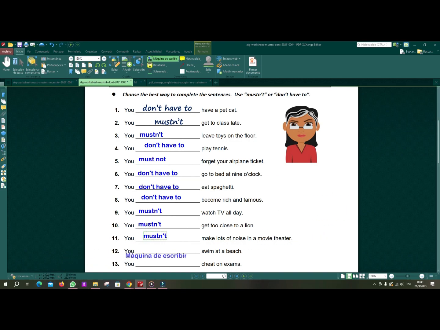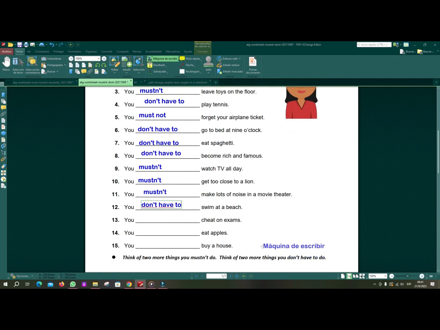Thank you, Mr. Josue, that's great. And 12, Hazel, swim at a beach. Now, what do you think about that? If you want, you can do it, right? So, mustn't or don't have to, Hazel? Don't have to. Excellent. Don't have to swim at a beach. Nice. Thank you, Hazel. 13, Miss Daisy. Cheat on exams. What do you think about that one?